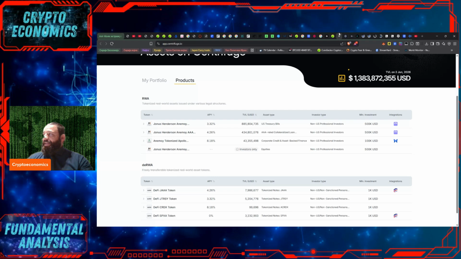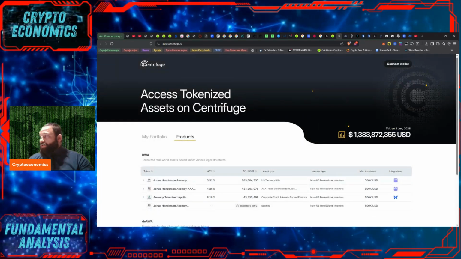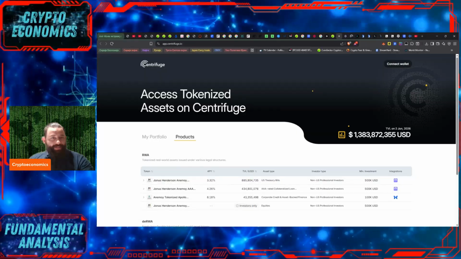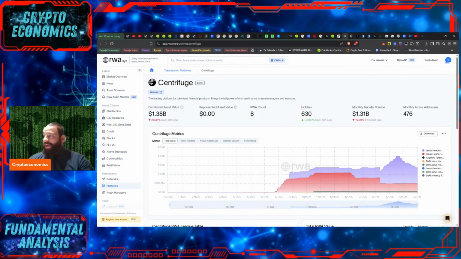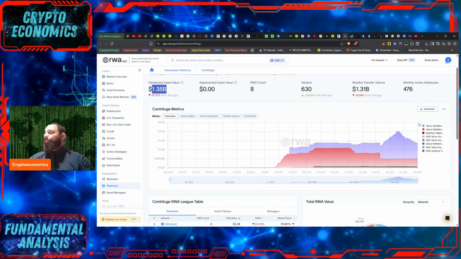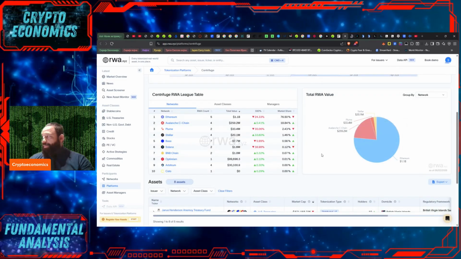But again, web pages can be easily manipulated. We always need to double check this on chain. That's the best part about blockchain. It allows you to double check information on chain. This is the first confirmation that yes, there is $1.4 billion worth of tokenized assets on this particular blockchain.